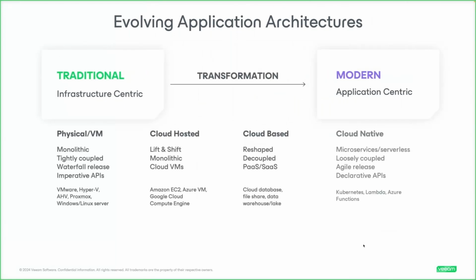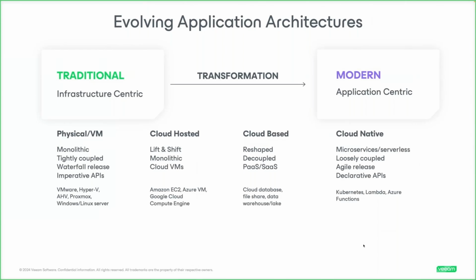But it's not just this huge, massive jump from traditional to modern. There's lots of things that you can do in between. So again, we've got the cloud hosted option, lift and shift. We're still running that application in a monolithic way. We're just leveraging cloud VMs instead of on-premises virtual machines or physical machines. So that application looks, smells, functions just like it did on premises, except it's just running in the public cloud. So again, some good examples there: Amazon EC2, Azure VMs, Google Cloud Compute Engine VMs.